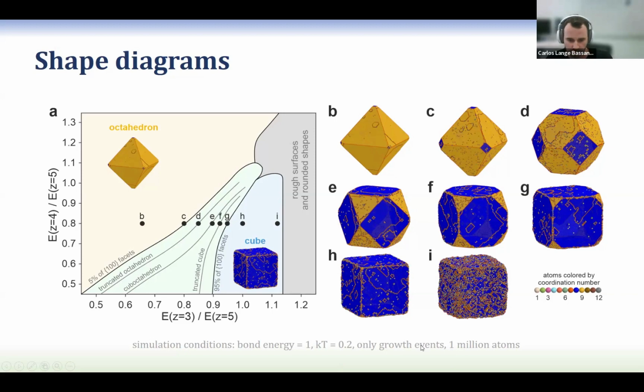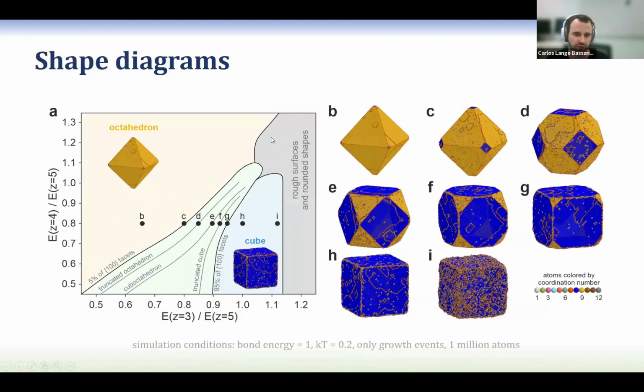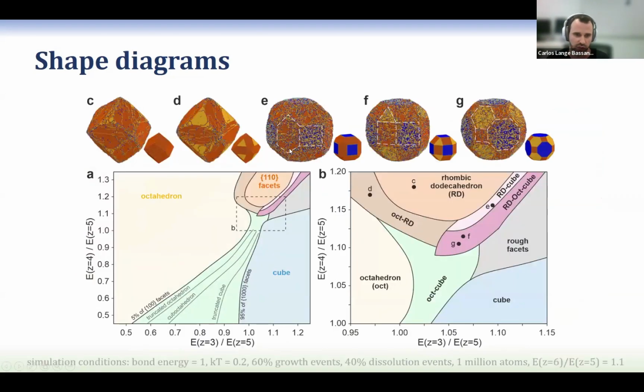If we allow some dissolution events, so these nanocrystals, they are growing, but they are also healing. So some of the sites with higher energy are going to be dissolved. Then we find, if we look at the difference, that instead of this gray zone of just rough surfaces, it gives rise now to these 110 facets, these orange facets. And if we zoom in here, we'll find many of these truncations, and some of them are Archimedean solids as well. This one is called a rhombic cuboctahedron. This one is called a truncated cuboctahedron, right?